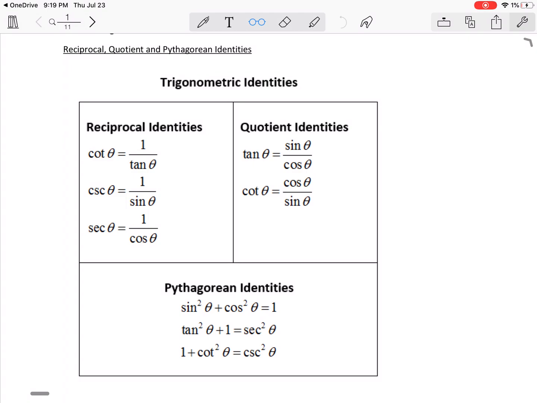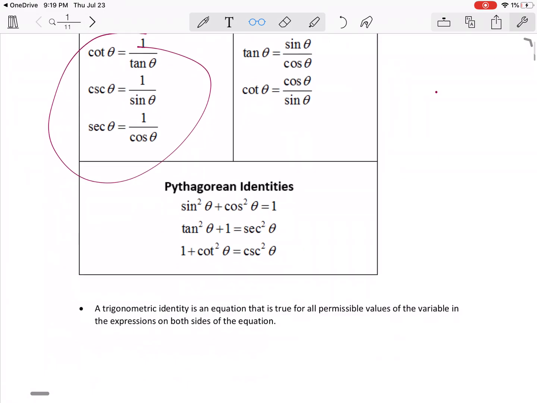So first off, on this first page, you see some of the identities. Some of these you've already seen, like the reciprocal identities. Okay, and then you see some quotient identities and some Pythagorean identities. And identities basically are equations that are true for all permissible values, if variables of the expression are on both sides of the equation.